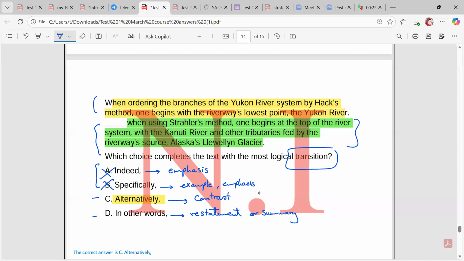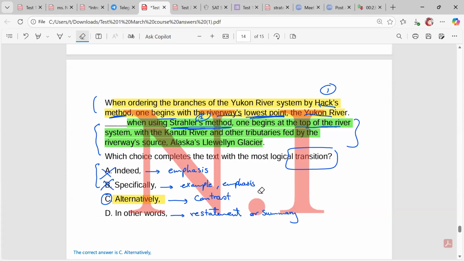Let's read. When ordering the branches of the Yukon River system by Hack's method, one begins with the riverway's lowest point, the Yukon River. When using another, different method, one begins at the top of the river. Here the lowest point, here the top of the river. I got it. This is not a summary of what has been mentioned. We have two different ideas, two different methods. That's it. Here we go.